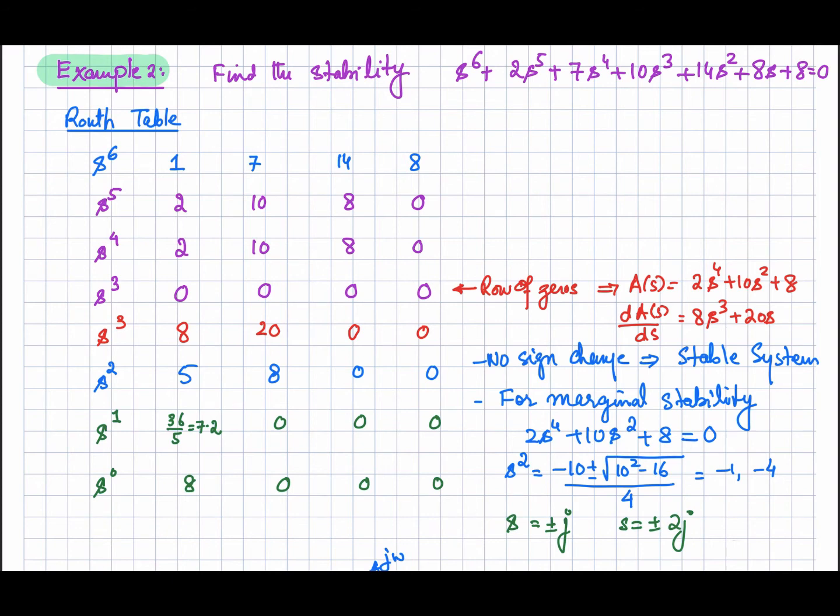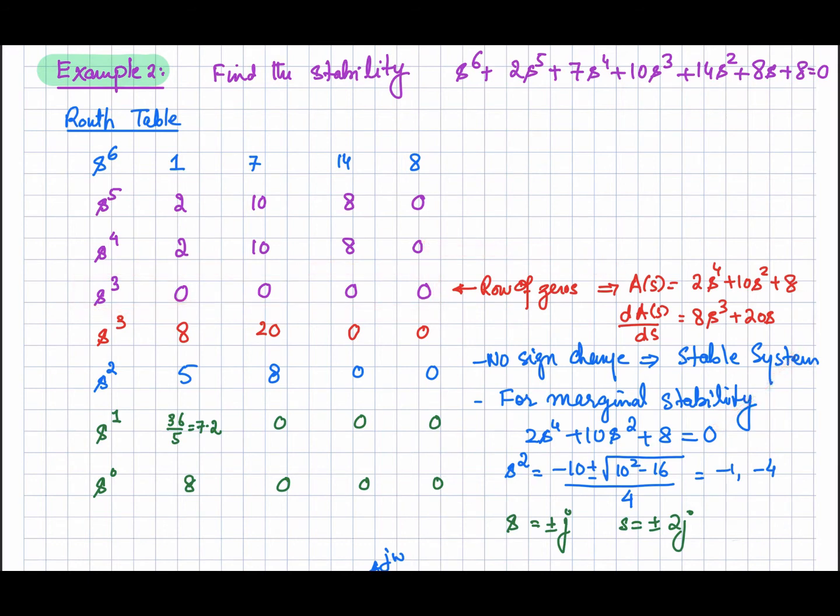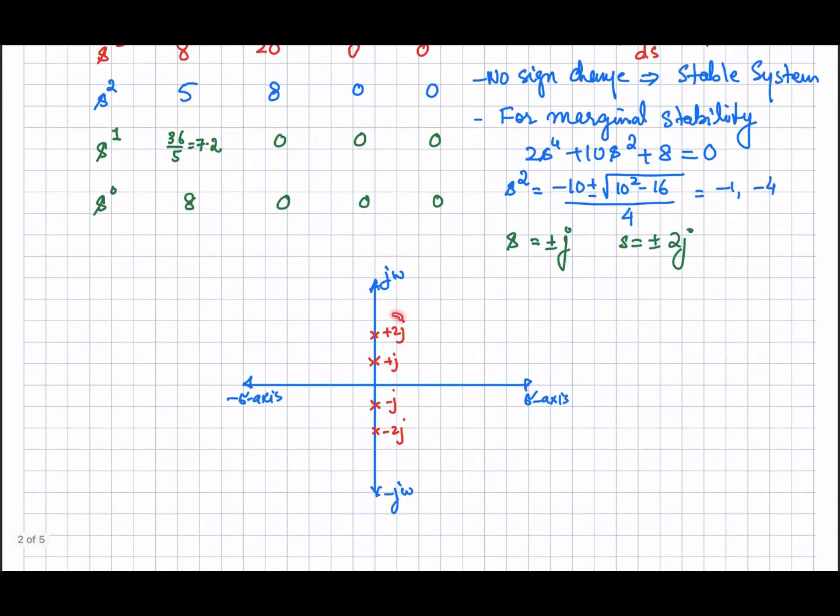But as you have the 0 row in this one, if you have written the auxiliary polynomial, then for marginal stability you can determine where the roots over the j omega axis will be, because whenever you have the 0 row, and if you set up this auxiliary polynomial equal to 0, you can find out the poles over the j omega axis. So taking this equation, setting it equal to 0, solving it, you will get these 4 poles. One pole pair is plus minus 1j, and the other pole pair is at plus minus 2j. So that is shown over here. The poles are like that.